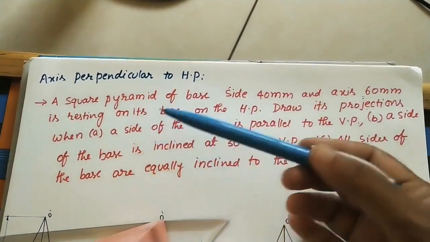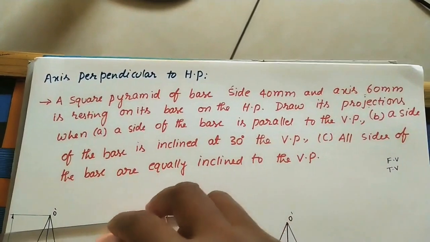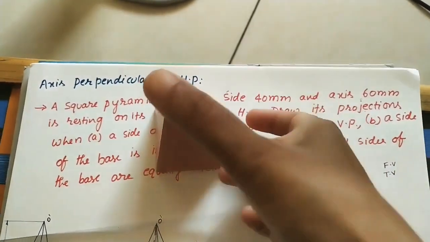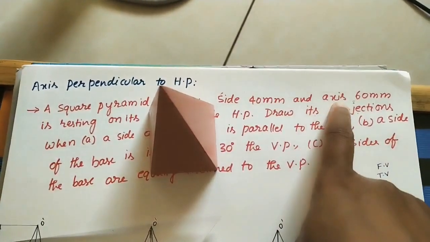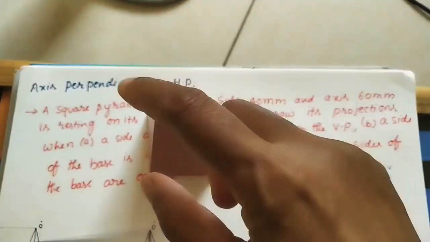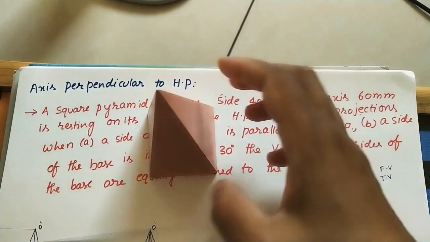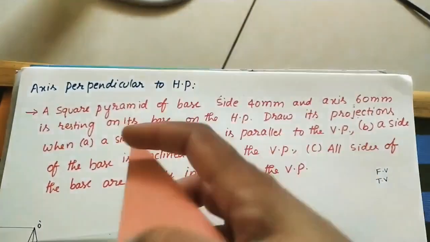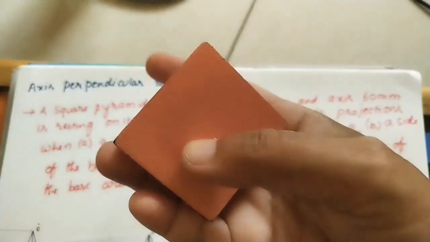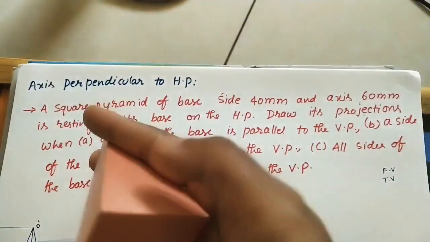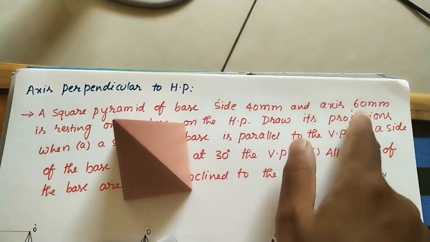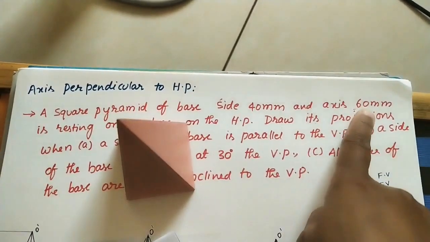Square pyramid. As we know, a square pyramid has a base that is a square like this, and the pyramid has some height. We are calling this the axis. This point is called the apex. In the square, as we know, all four sides have equal length. We can call this the base. The base has four sides, and each side is 4 centimeters.